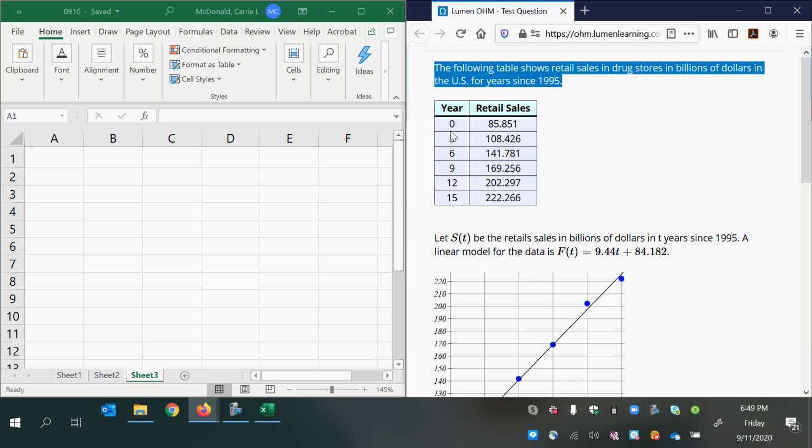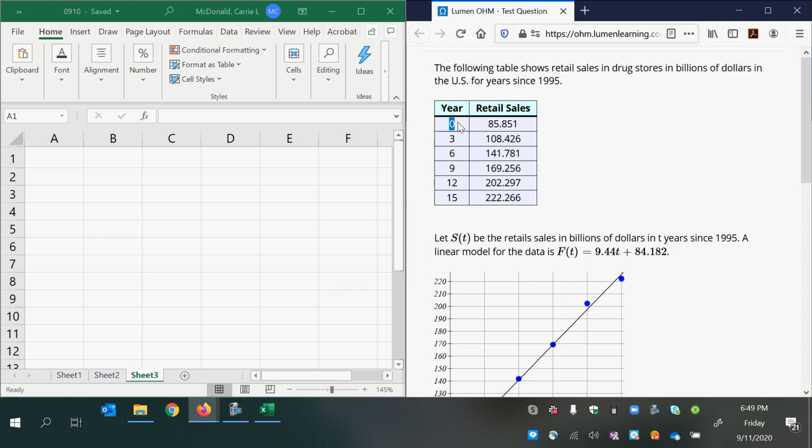So there you see the column of years and the column of retail sales in billions of dollars. The years are actually not years, but a number of years that has gone by since the year 1995. And this is data that is presumably collected from actual things that happened. So 0 years since 1995 would represent the year 1995.